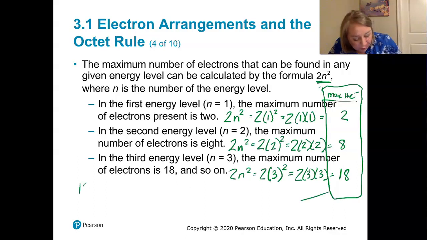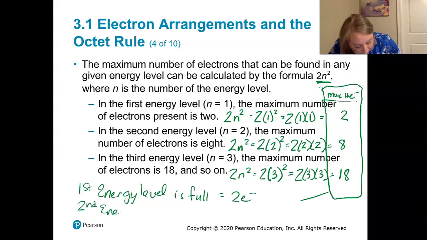So if the first energy level is full, that is equal to 2 electrons. If the second energy level is full, that is 8 electrons, and so on and so on, right?